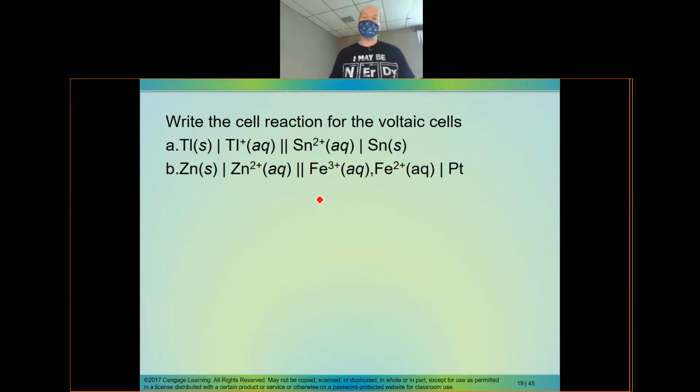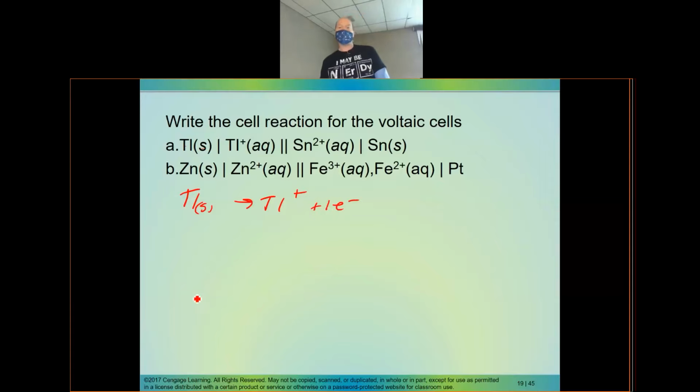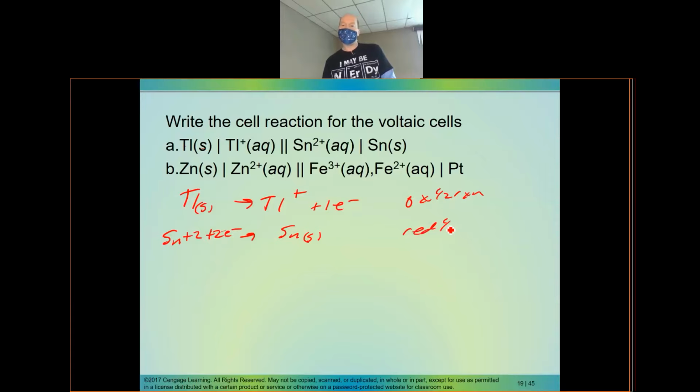All right, so here are your cell notations, and we can convert these to overall reactions. Here is our oxidation. We write it just as written. You have your Tl solid going to Tl+, and of course, to balance that, we need 1 electron. The reduction half reaction is Sn2+ going to Sn solid. Here, we just need our 2 electrons, and that is your reduction half reaction.